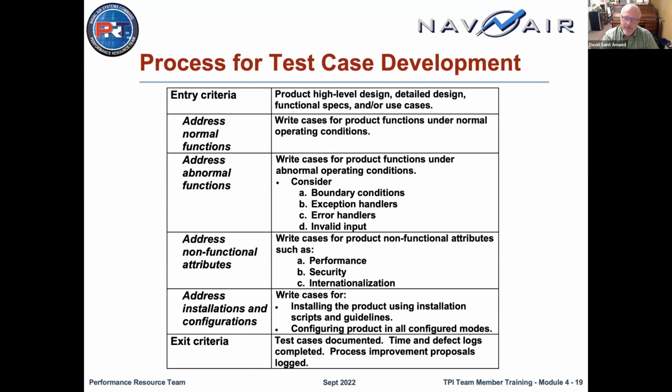We have, for the example, we need to have test cases to address the normal functions. Then we have to address any abnormal functions. And there's some non-functional attributes, such as performance, security, and so forth. And then we have to address test cases for installation and configuration of the software. And then finally, how to know when we're done. Test cases are documented, time and defect logs are completed, and the process improvement proposals have all been written up and are ready to go to that committee. So you can see now we've developed a case, a large case, and we can break it into several discrete pieces: normal, abnormal, non-functional, and installations, etc.